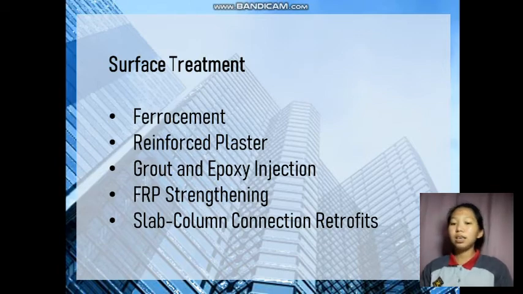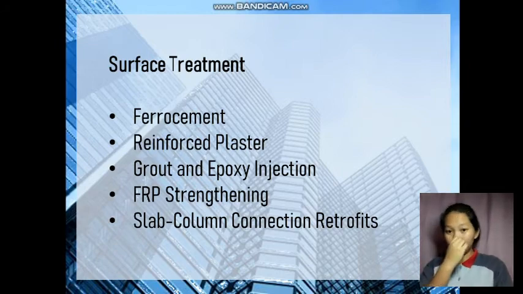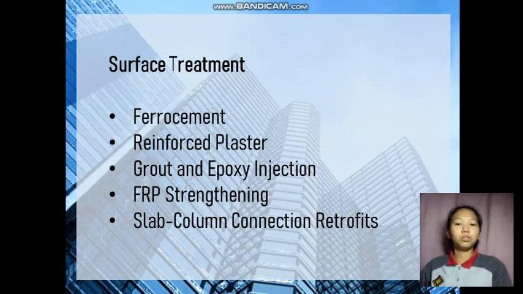Next is the shotcrete. So, shotcrete overlays are sprayed onto the surface of a masonry wall over a mesh of reinforcing bars. The thickness of the shotcrete can be adapted to seismic demand. In general, the overlay thickness is at least 60 millimeters.